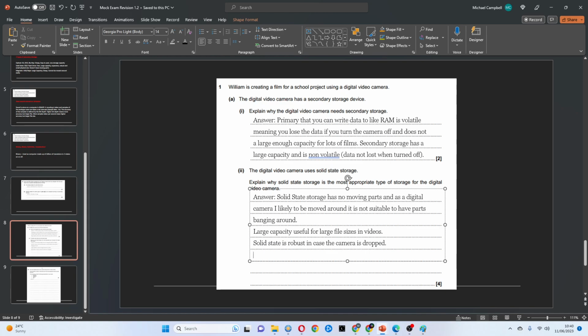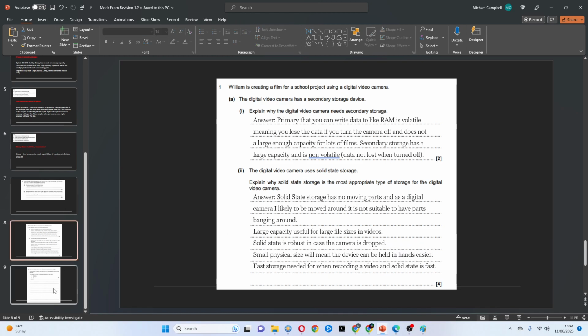I could put loads more. Small physical size will mean the device can be held in hands easier. It's handheld. And fast storage needed for when recording a video. Solid state fast. Make sure to state that as well, because that's easy to forget. It's like, great, yeah, fast storage is needed, but we're saying why is solid state good? So there you go. And loads of answers to that.